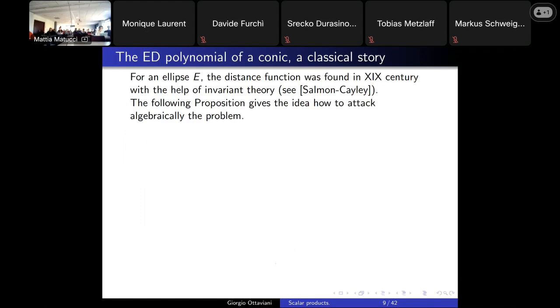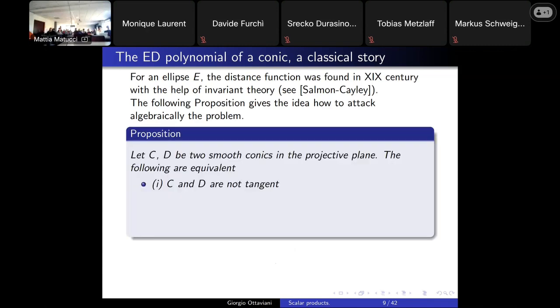Now I show you this computation, which is nice, that you can find in this beautiful book, Salmon Cayley. The name is Plain Algebraic Curves. Maybe a PDF exists online, luckily. And they compute what we call the ED polynomial of a conic. How? They do this nice argument.